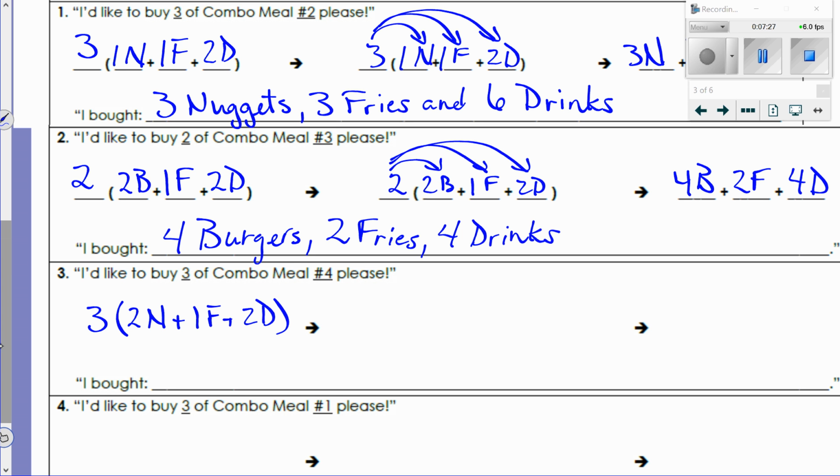Okay, so rewriting it, we have 3 combo meals. Each meal's got the 2 nuggets, the fry, and the 2 drinks. Now I'm going to use the arrows. Oh, wow, this is so hard. Drawing those arrows, that's almost impossible. So if I have 3 combo meals of 2 nuggets, how many nuggets do I end up with? 3 combo meals, 2 nuggets in each meal.